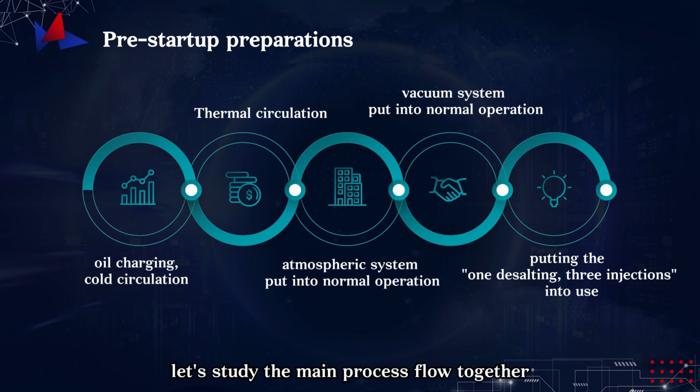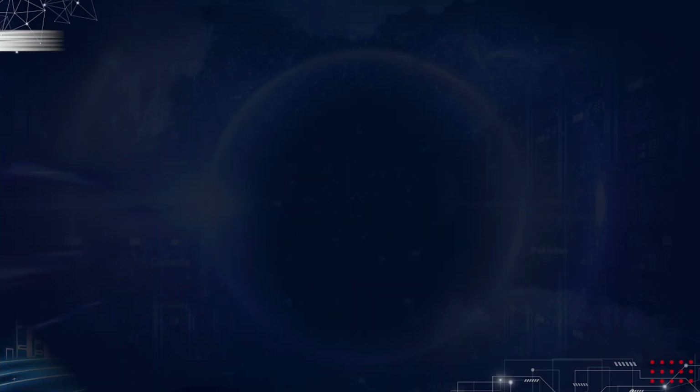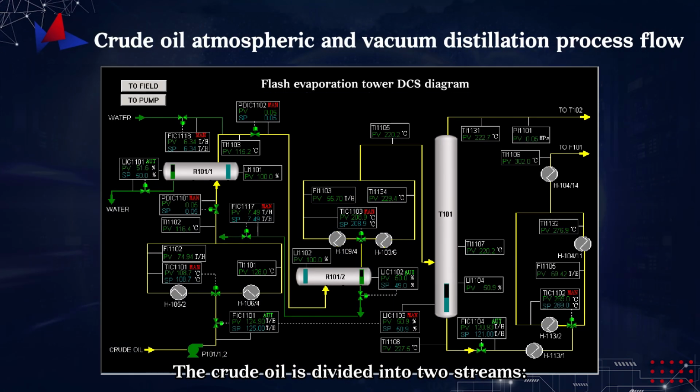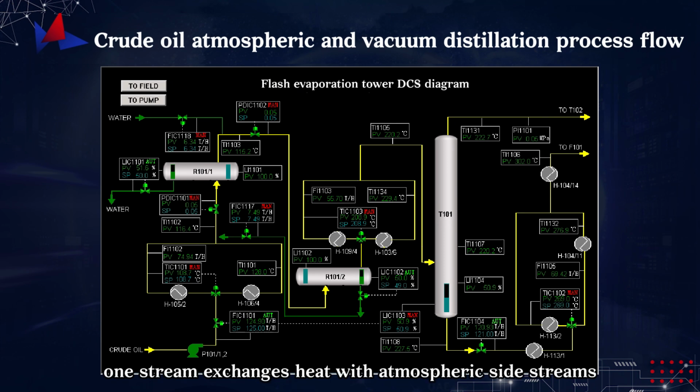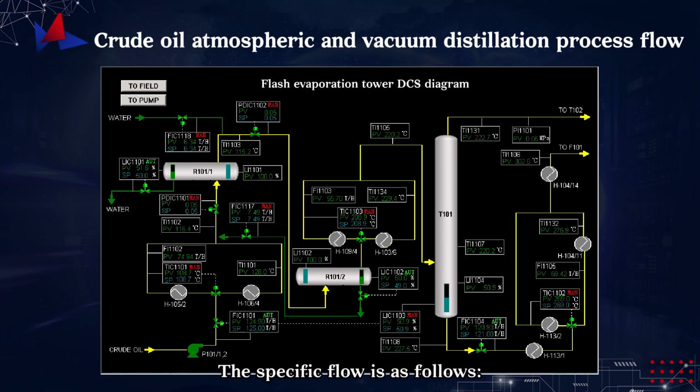Next, let's study the main process flow together. The crude oil is divided into 2 streams. One stream exchanges heat with atmospheric side streams. The other stream exchanges heat with vacuum side streams. The specific flow is as follows. Crude oil at 40 degrees Celsius is pumped from the tank farm into the unit and divided into 2 streams.